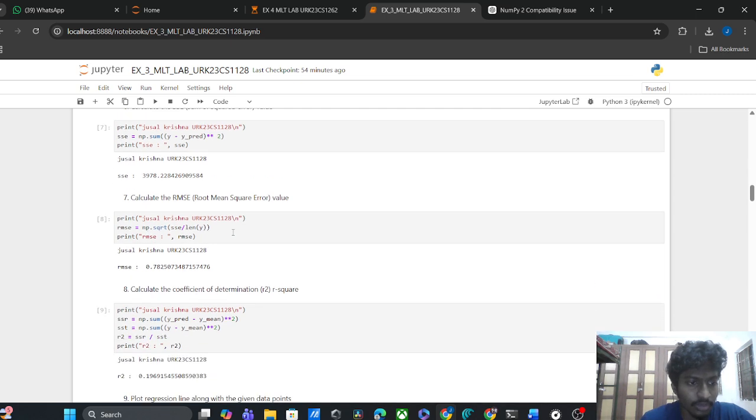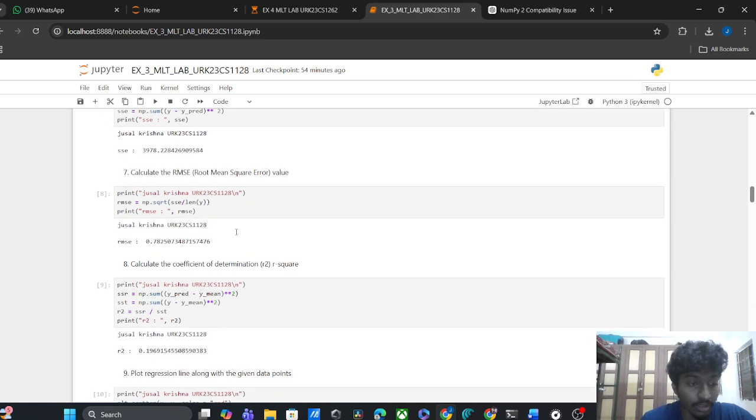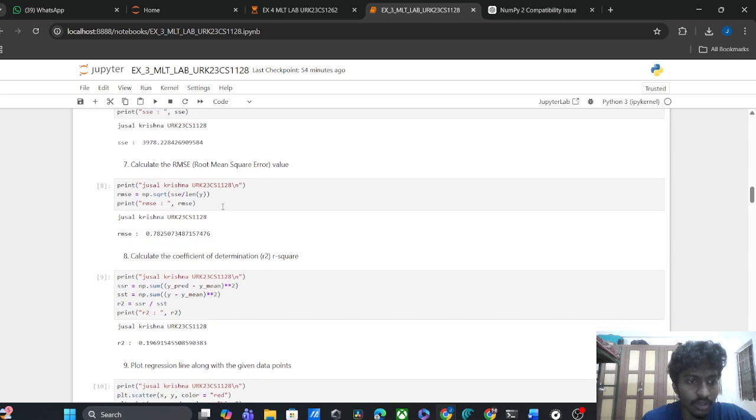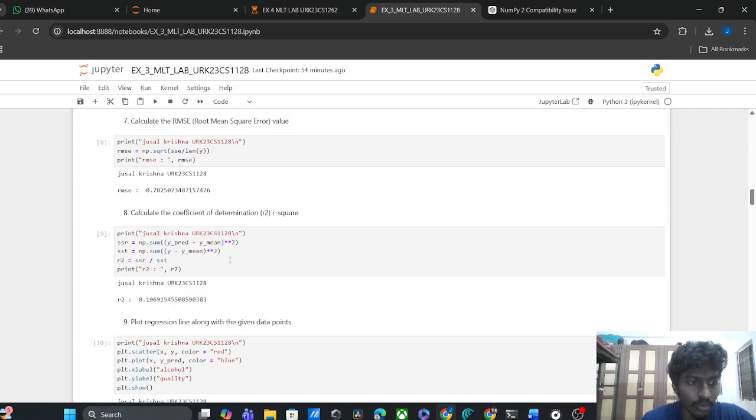And for the next one, we are calculating RMSE, root mean square error. RMSE is the square root of SSE divided by the number of observations. For the next cell, now we compute R square, also called coefficient of determination. R square measures how well the regression line fits the data.